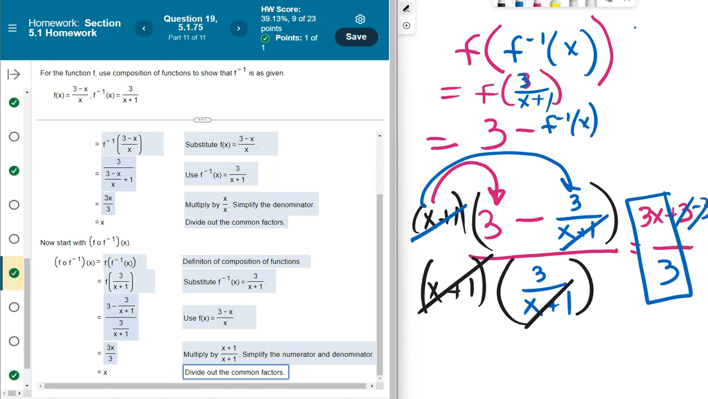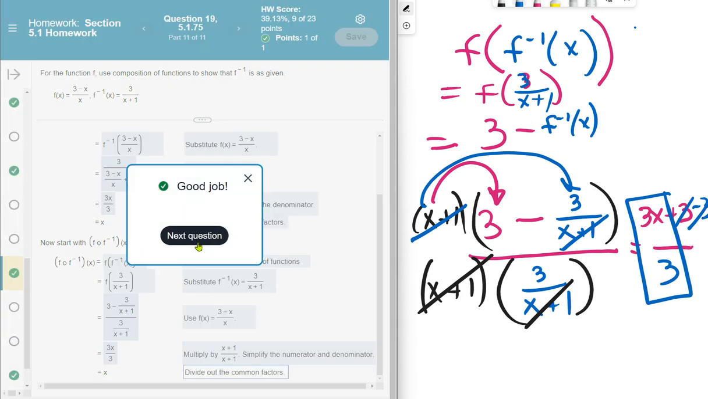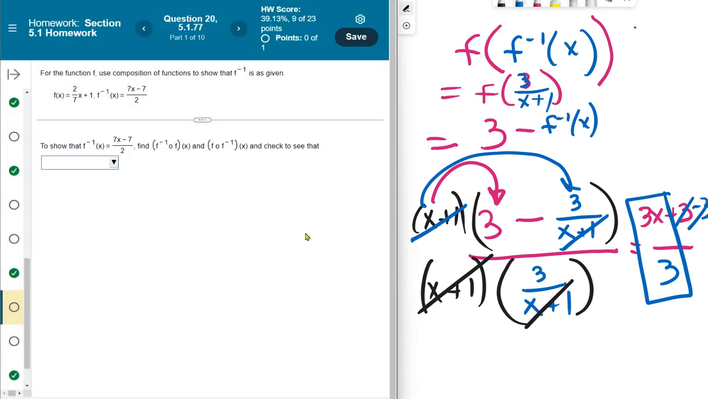Is that number 11? Finally, number 11. Final check. Good job. We are done. Praise Jesus. Okay. Hopefully that makes sense. I'm done.